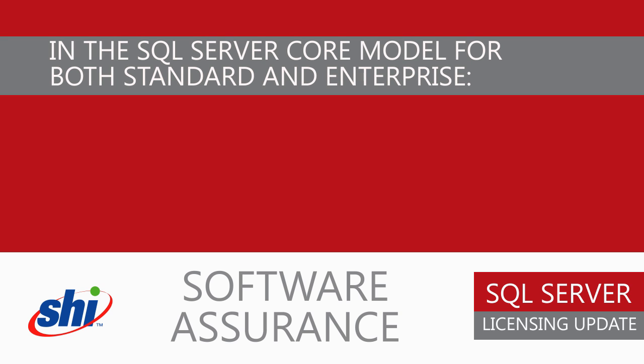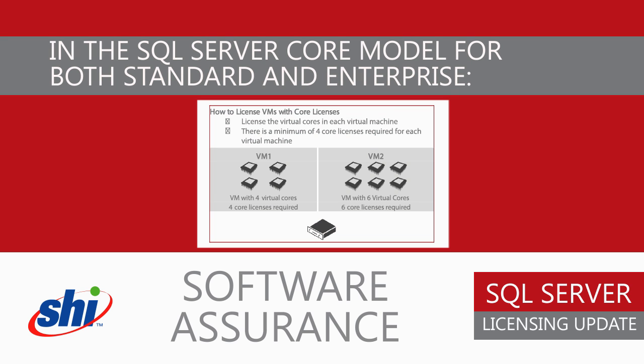In the SQL Server Core model, both Standard and Enterprise, you have a minimum consumption rate of 4 cores either per physical processor or per virtual machine. Even if you have less than 4 cores assigned to a VM, you'll still have to assign 4 cores to that VM.